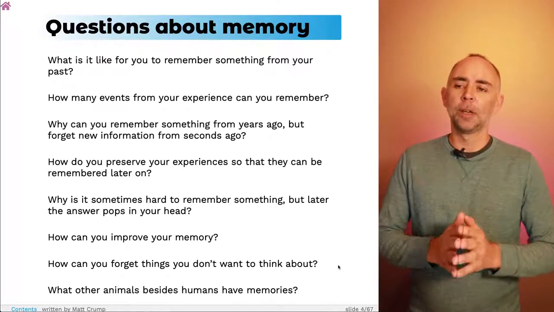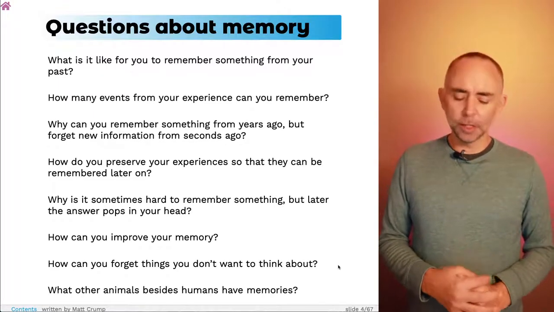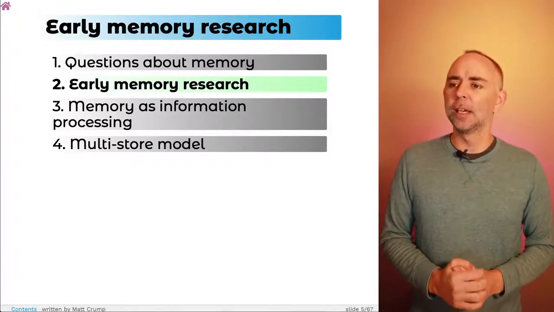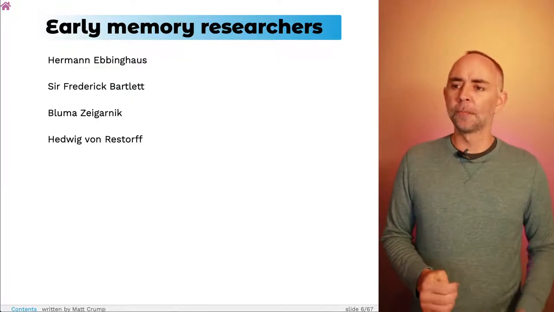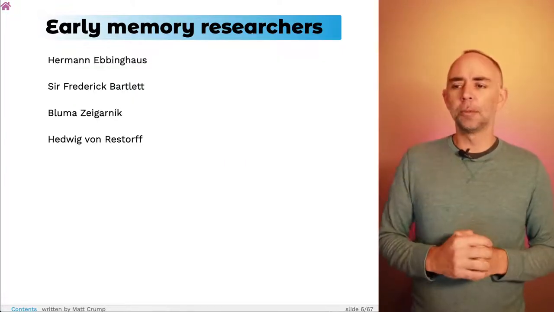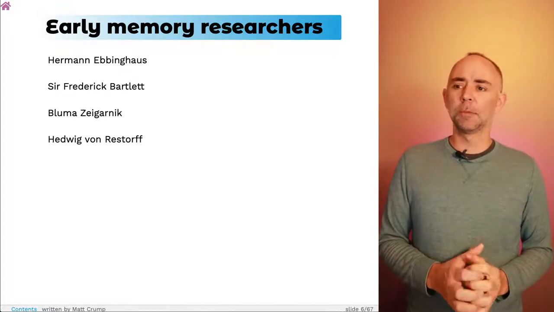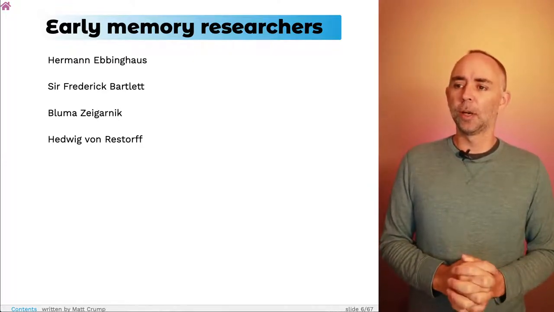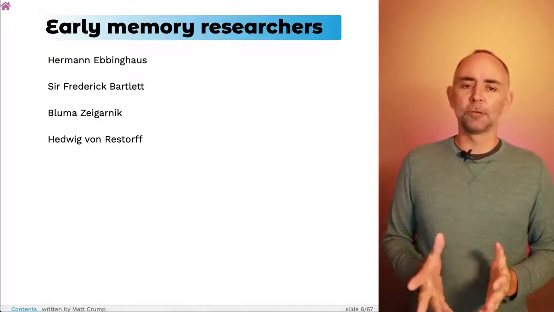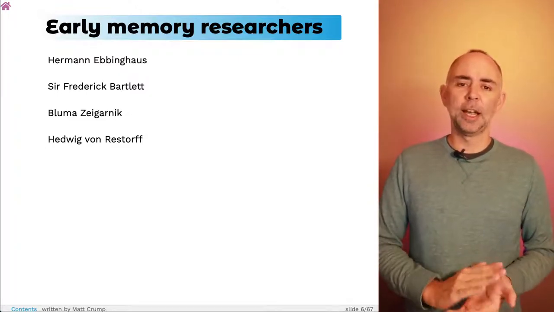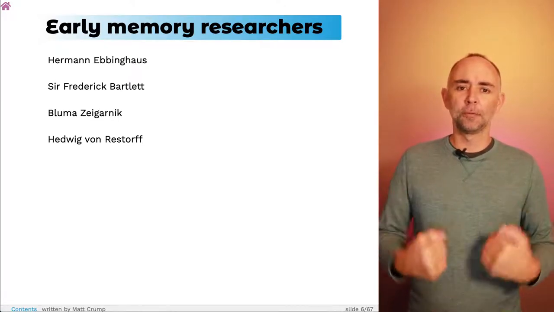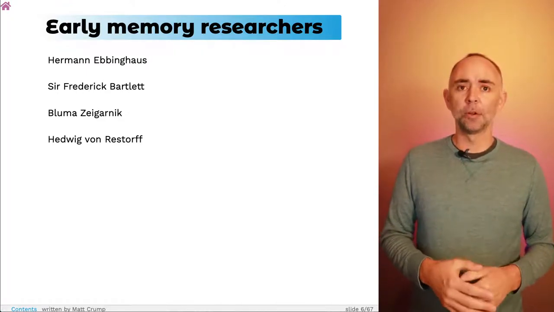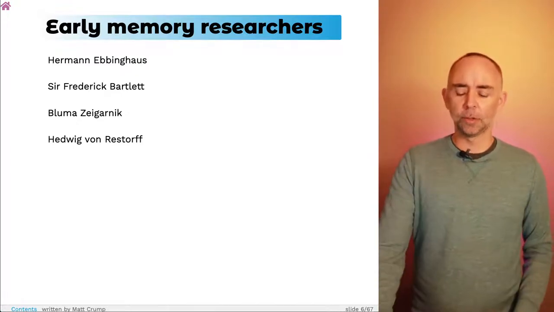So this is just a short list of questions about human memory. In cognitive psychology, all of these questions have been explored in various ways, and we're going to talk about some of these explorations. In this section on early memory research, the plan is to introduce you to 4 different people. There's lots of different people that have done research on human memory, and these are some historical people. The first one is Hermann Ebbinghaus. Then we have Frederick Bartlett, Bluma Zeigarnik, and Hedwig von Restorff. For the rest of this part, we're going to go through each of these 4 people and talk about some of the work they did that informed our knowledge about how memory processes work.